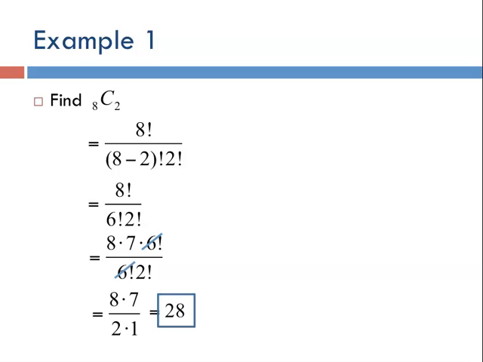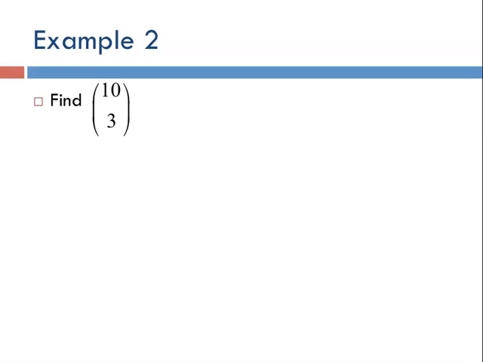All right, let's take a look at example 2. So this is just a different notation, but it's just 10 choose 3. Okay, so on the top we have 10 factorial. On the bottom, 10 minus 3 factorial times 3 factorial. And then we'll go ahead and simplify that 10 minus 3 to 7.